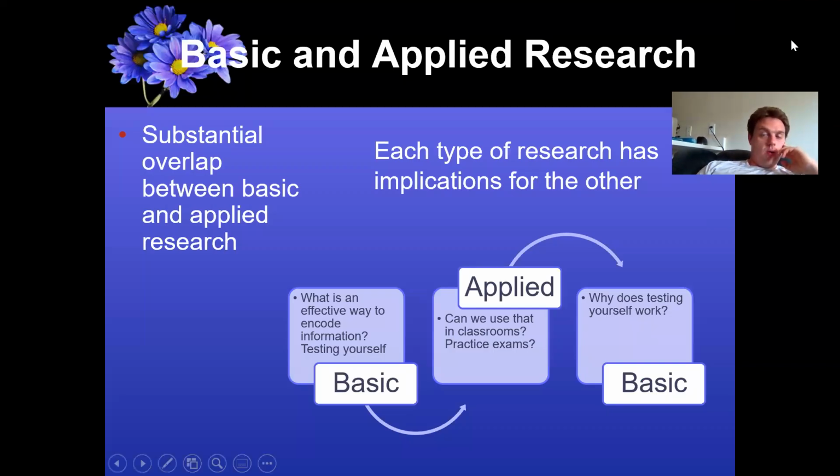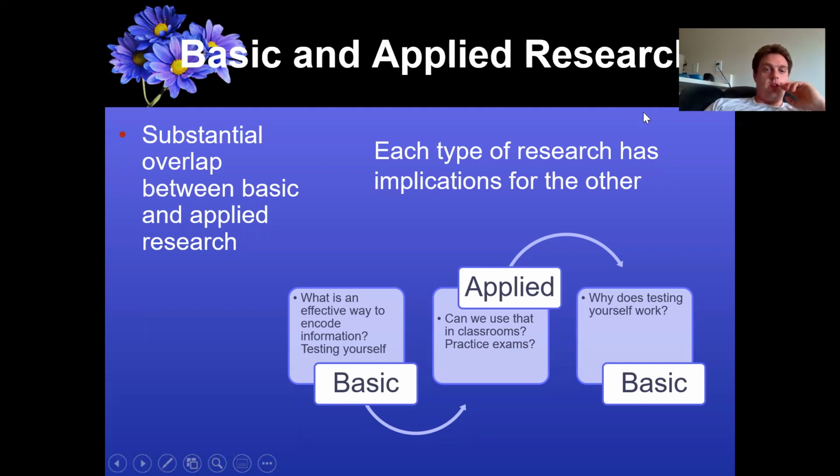But again, building off this idea of how the two feed off each other in translational research, you might start with a question like, what is an effective way to encode information? That's a little bit more basic, but somewhat applied. And we find out that taking a practice exam or practice test is a good way to study. Well, you might take that and apply it. Say, can we use a practice exam in the classroom? And then that might go back to the more basic side of, well, why does that work? Why does giving yourself a practice test seem like such a great way to study? Again, bottom line is just that there's a lot of back and forth between more applied and more basic research, and it's rare that you have one without the other. They feed off of each other.